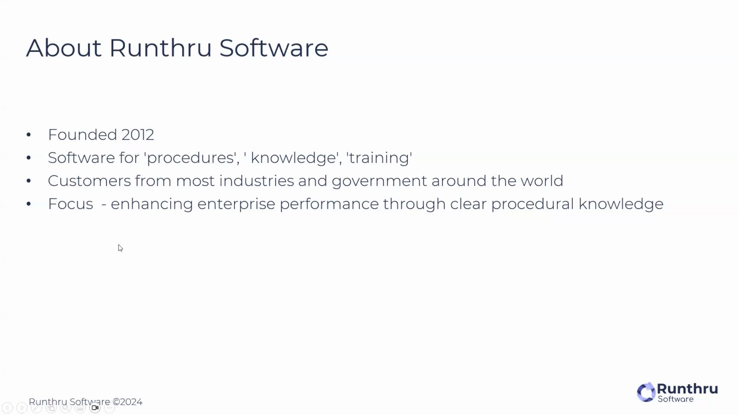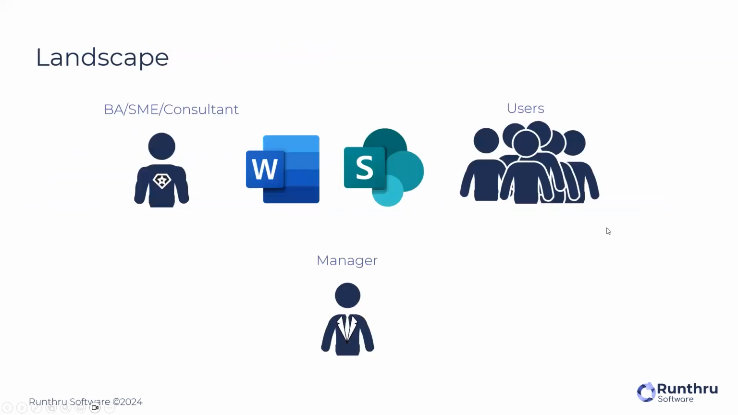We have customers around the world, English-speaking customers almost exclusively in the United States and here in Asia-Pac, and of course in the United Kingdom as well. And the focus I've suggested at the bottom here is enhancing enterprise performance through clear procedural knowledge. I think it's a little bit of a mouthful and a bit of marketing spin, quite frankly. I mean, it's important because that's the end game, to help organizations perform better. That all makes a lot of sense. But what is it we really do?